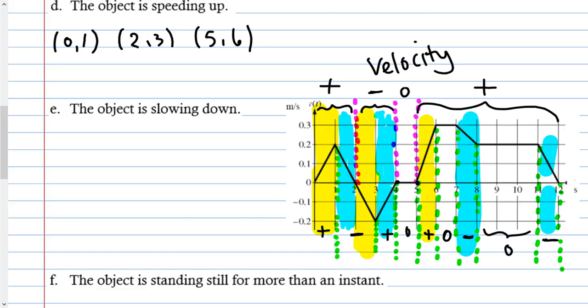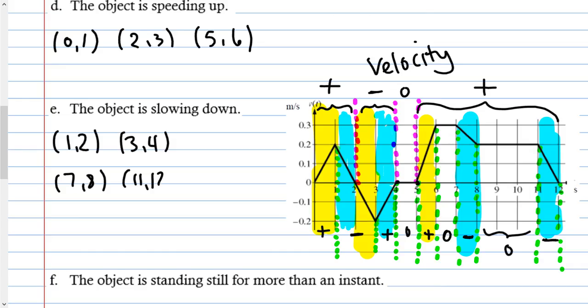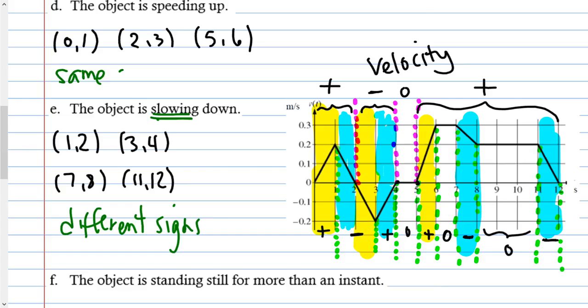So right there. So here are my intervals. I've got 4 of them this time. So basically from 1 to 2, and then from 3 to 4, from 7 to 8, and from 11 to 12. So again, what did I focus on? Different signs, right? Because that tells me slowing down. And then same signs up here, because that tells me speeding up.